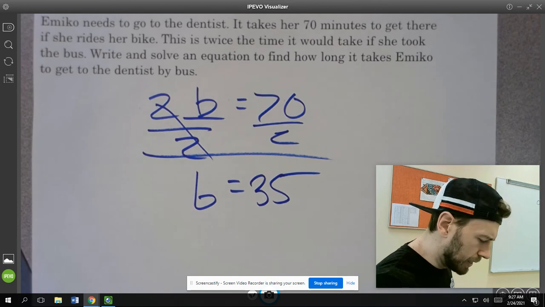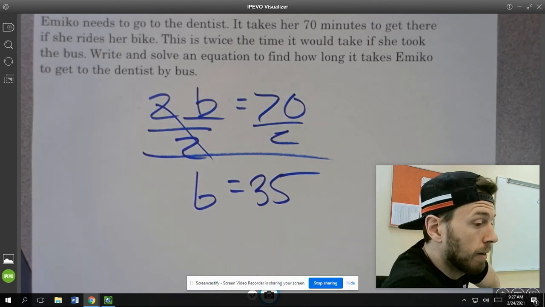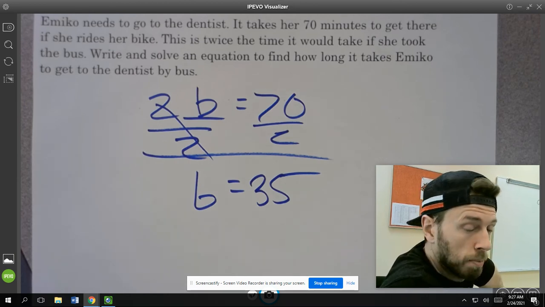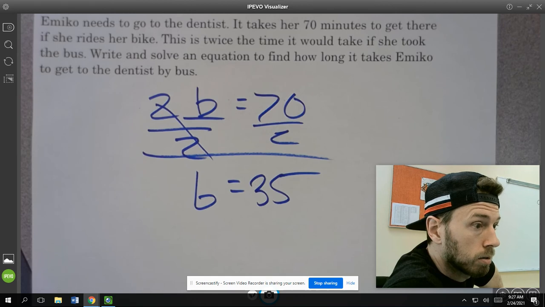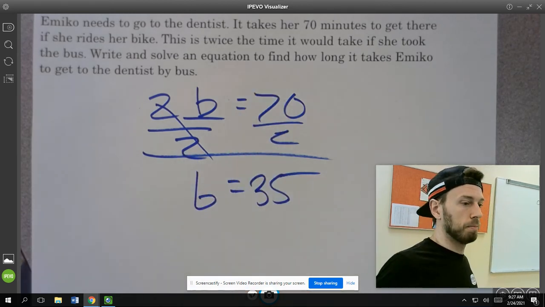Does this make sense? Does it make sense to say that the bus takes 35 minutes? The bike takes 70 minutes. The bus should be faster. Does it make sense to say that the bus is 35 minutes, which is half that? Absolutely. Because double that would be your bike time.